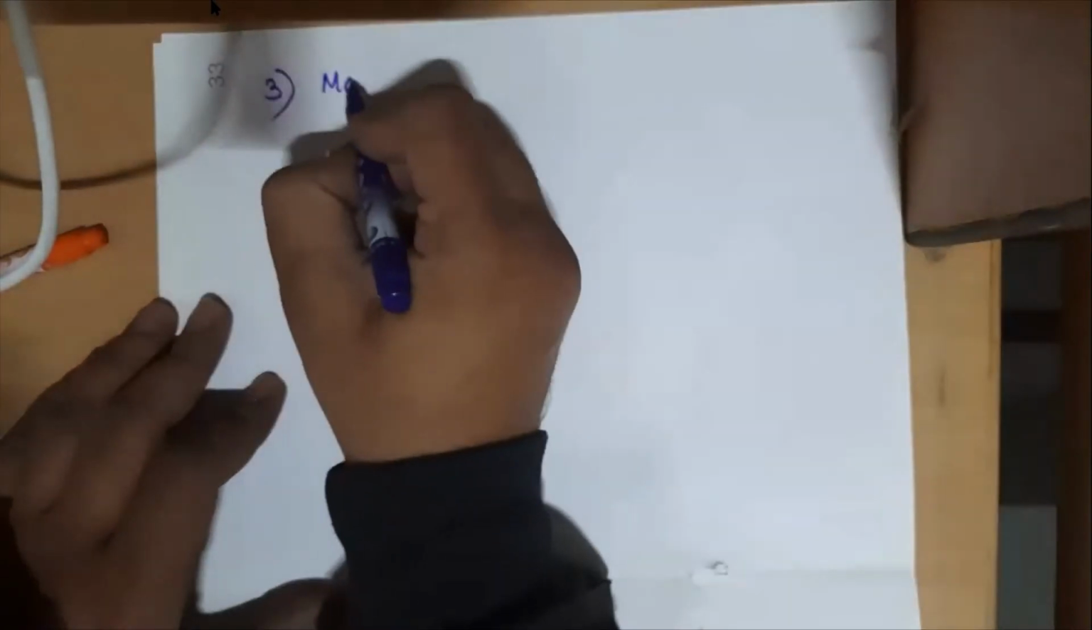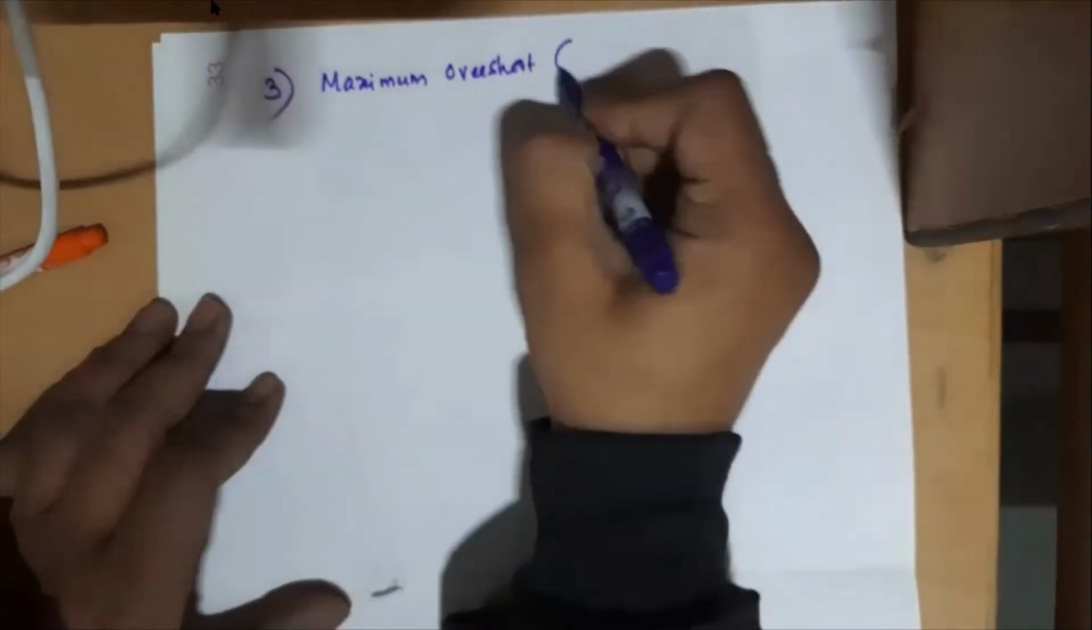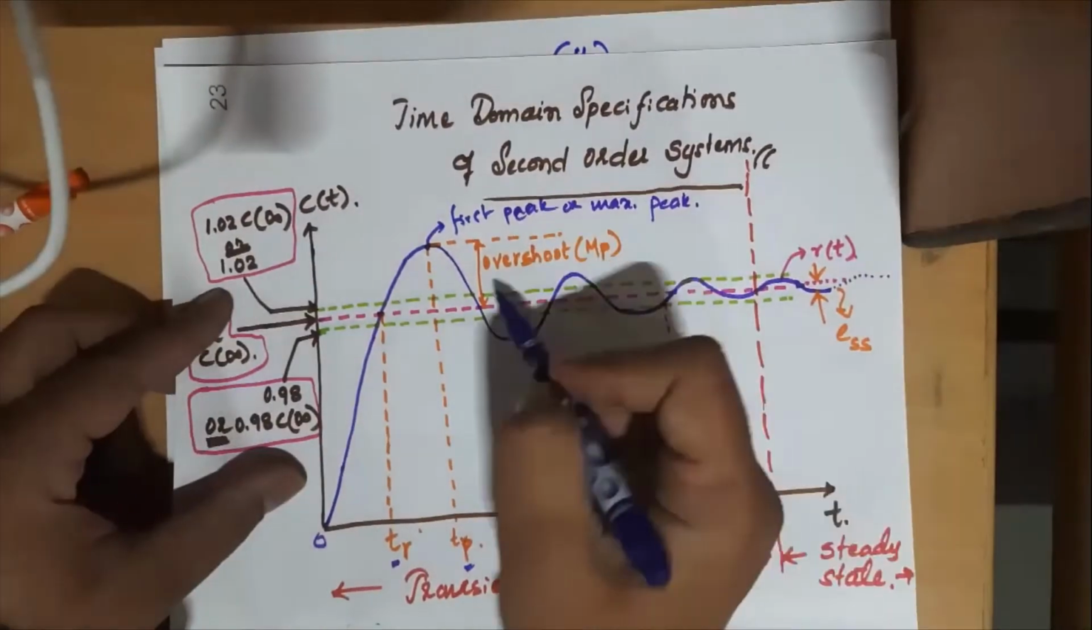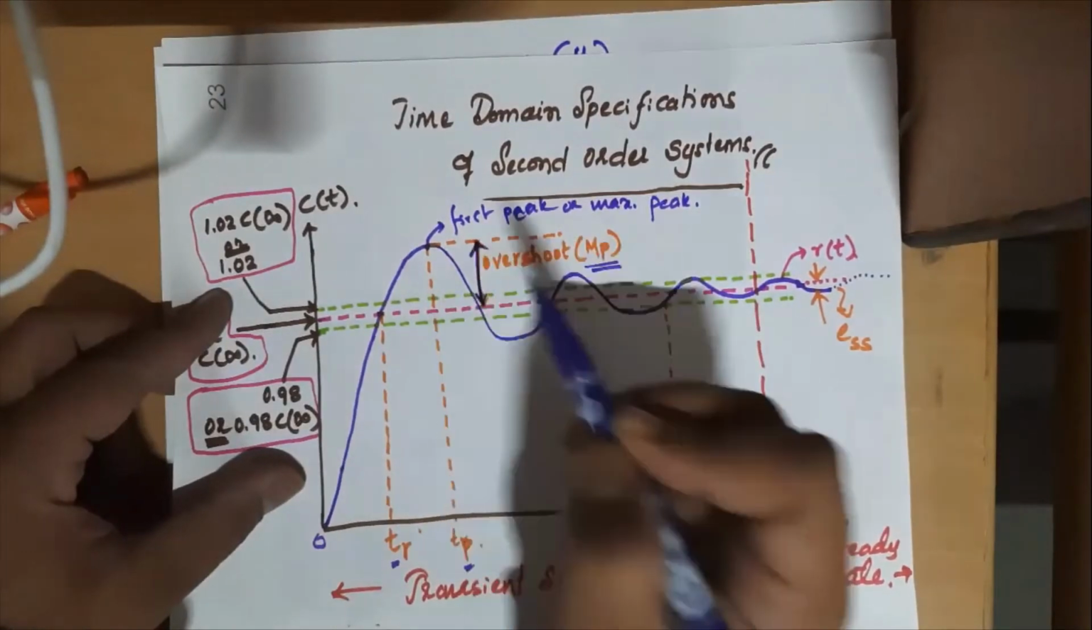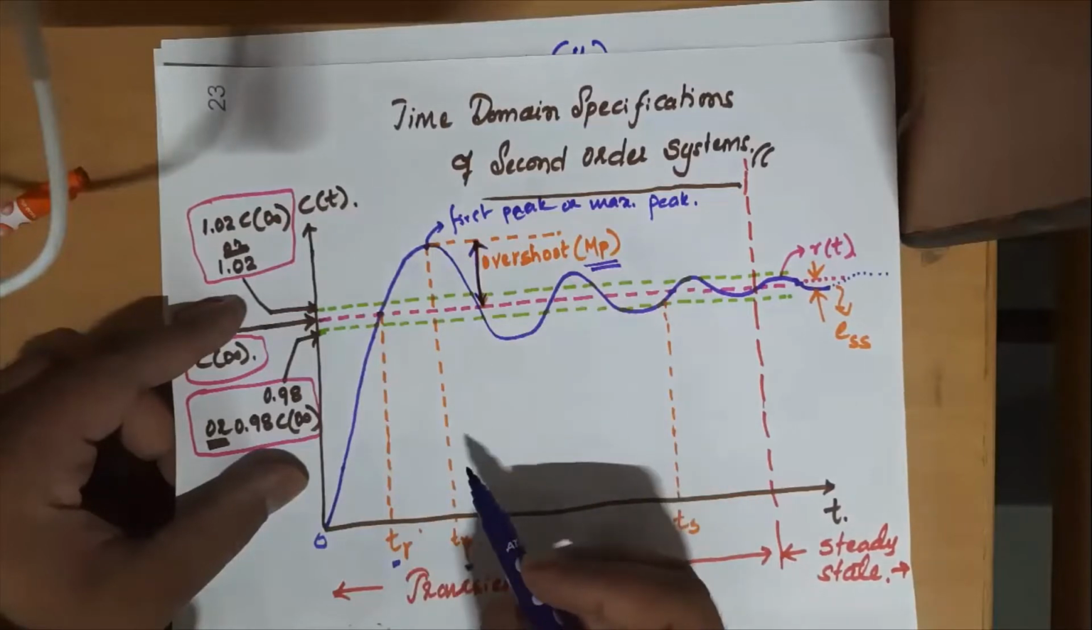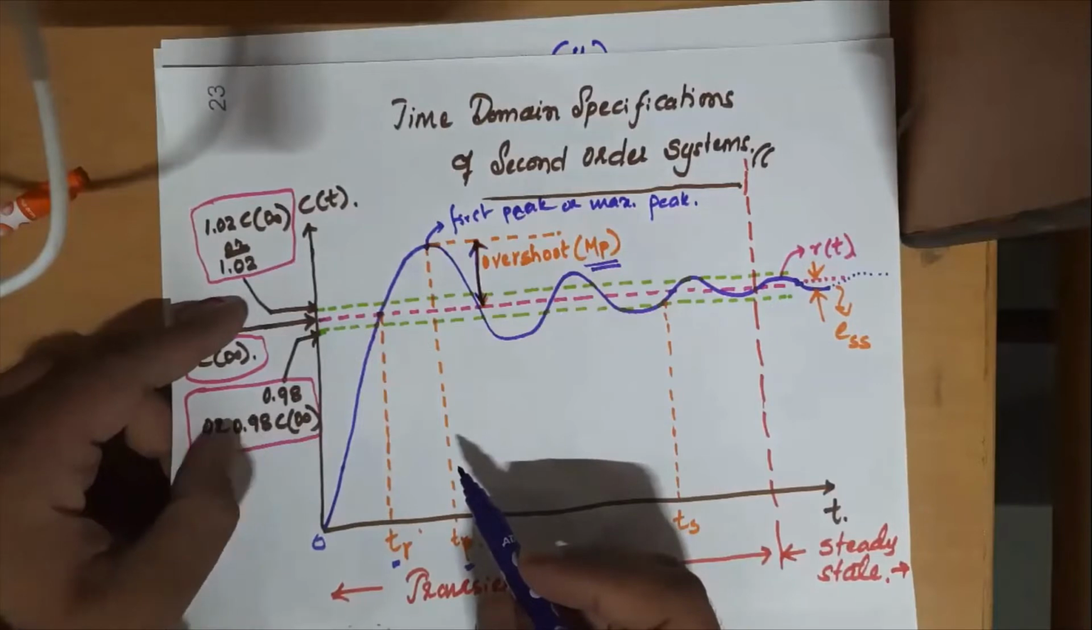Next, we will have the third time domain specification, which is maximum overshoot, or Mp. Please look at the representation of Mp carefully. Percentage of peak overshoot is not measured from 0 to the peak value, but from the final value C of infinity to the peak value. So this is again a third important time domain specification.